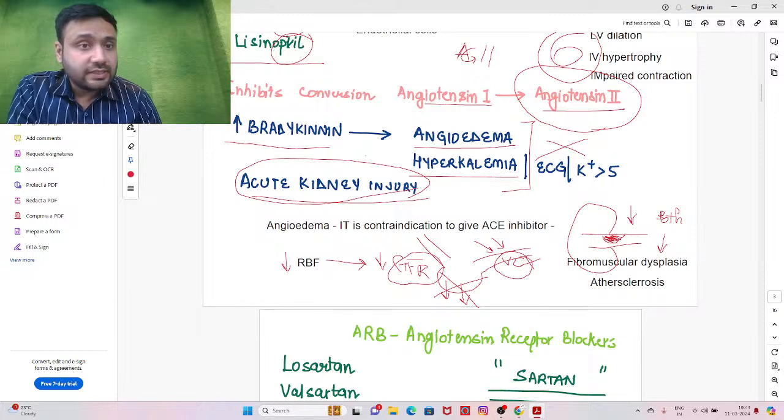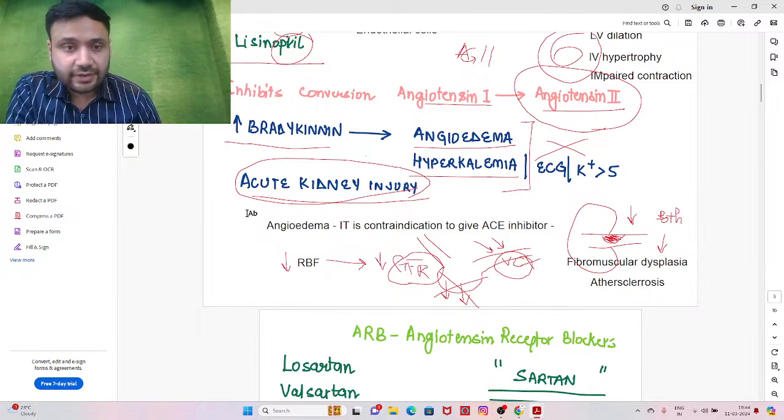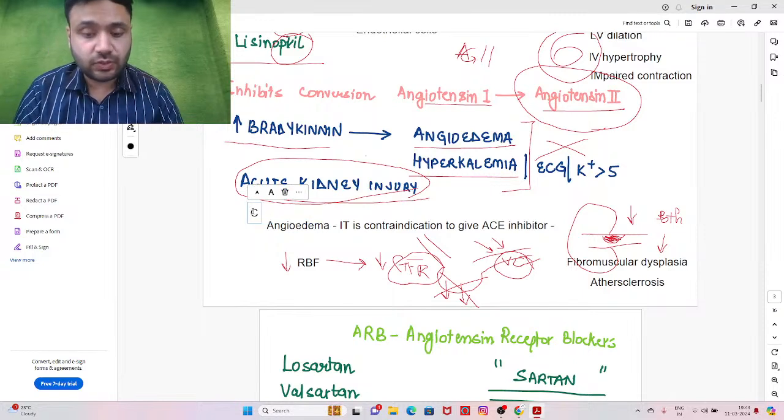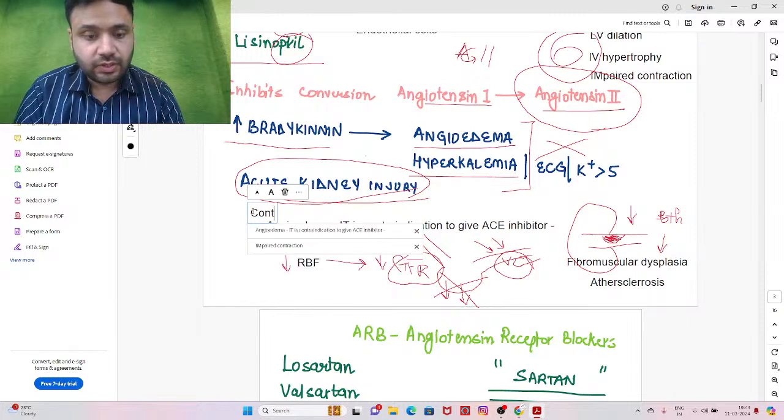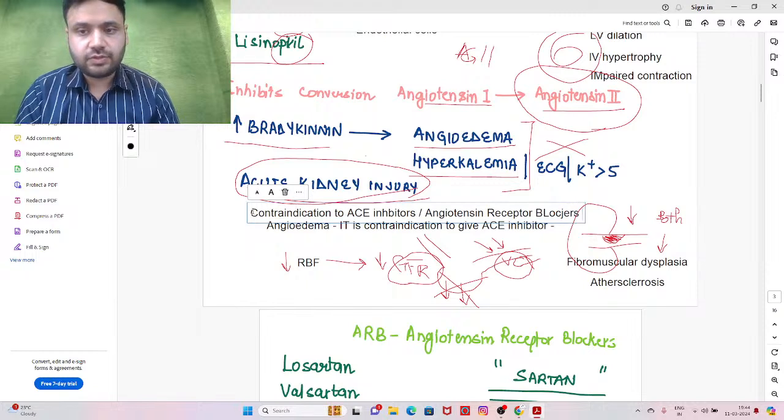So this important condition must be remembered because it's a contraindication to ACE inhibitors. Also, angiotensin receptor blockers.